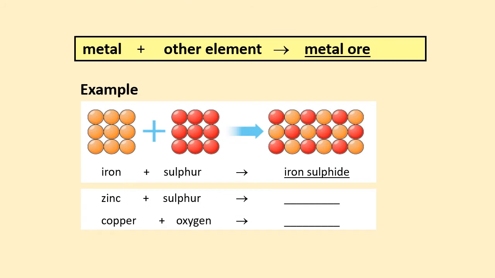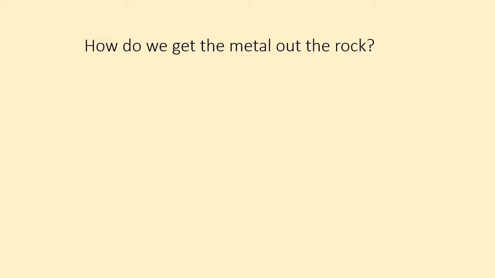Now, a metal plus another element is what gives us a metal ore. So for example, iron plus sulfur gives us iron sulfide. Zinc plus sulfur would give us zinc sulfide, and copper plus oxygen would give us copper oxide.